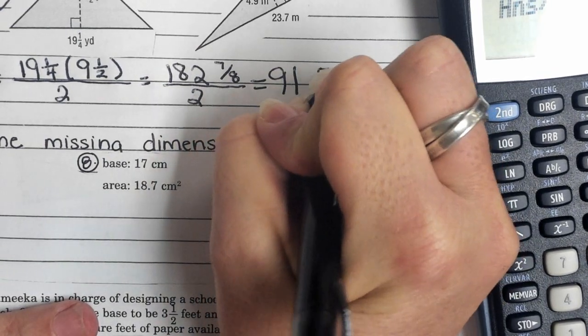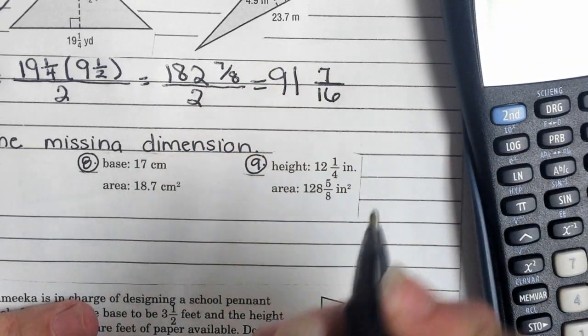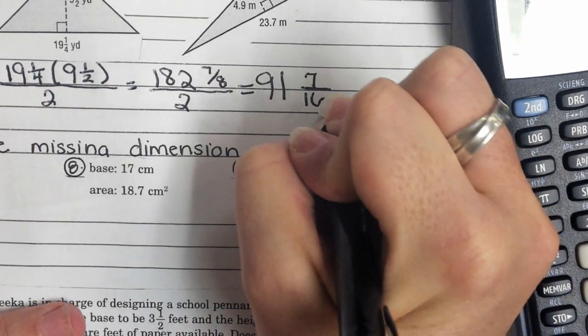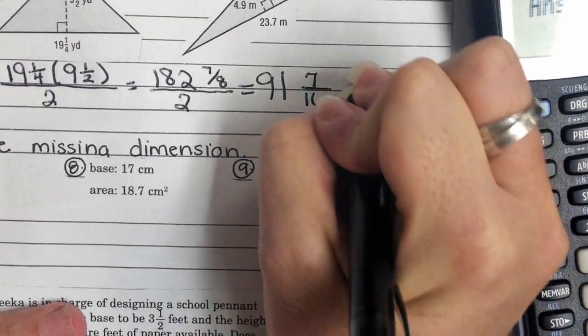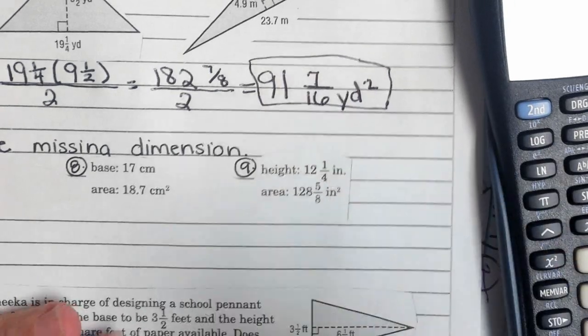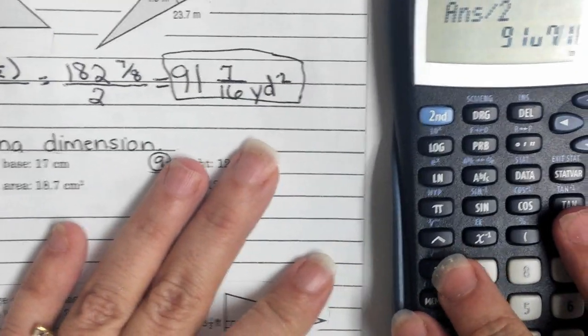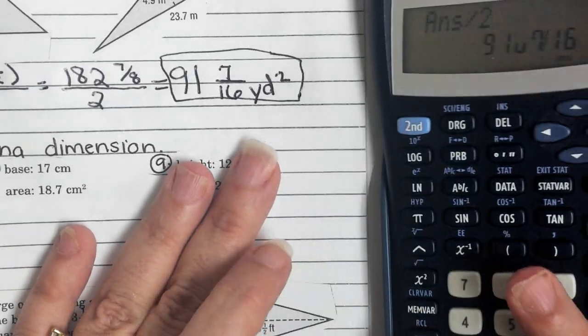91 and 7/16. I go back up and it's yards squared. Listen, if you can't get that, let's talk. I don't mind.